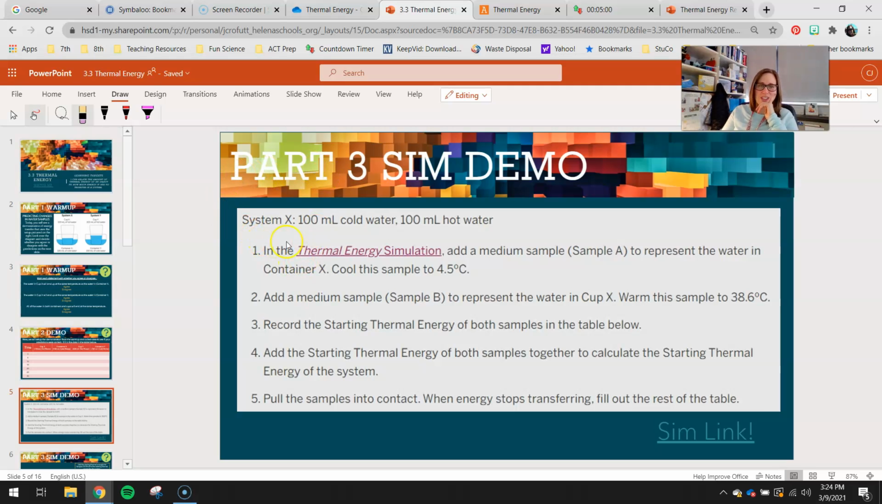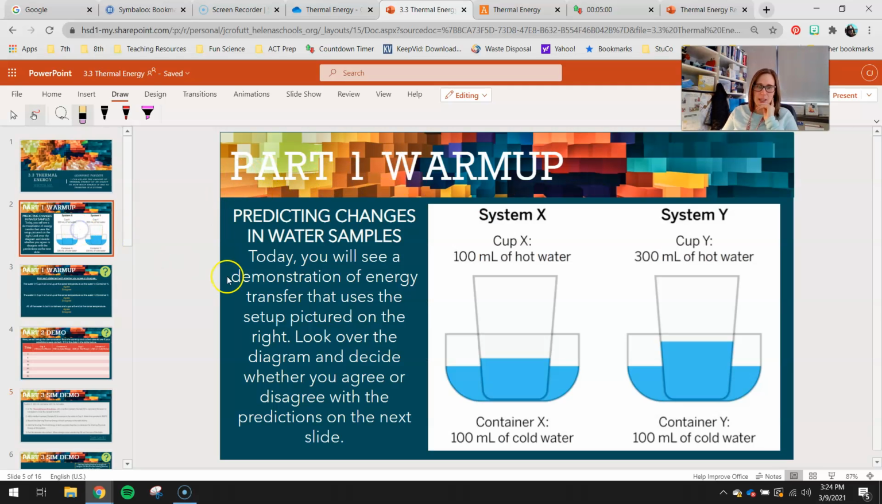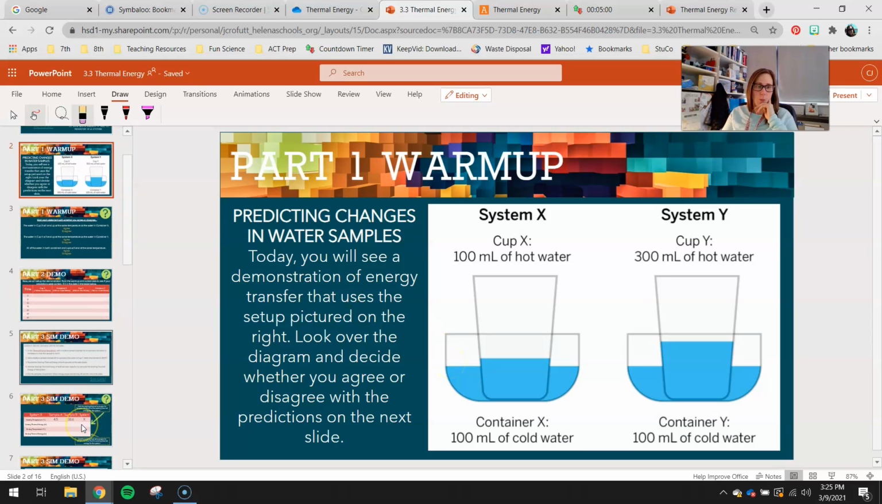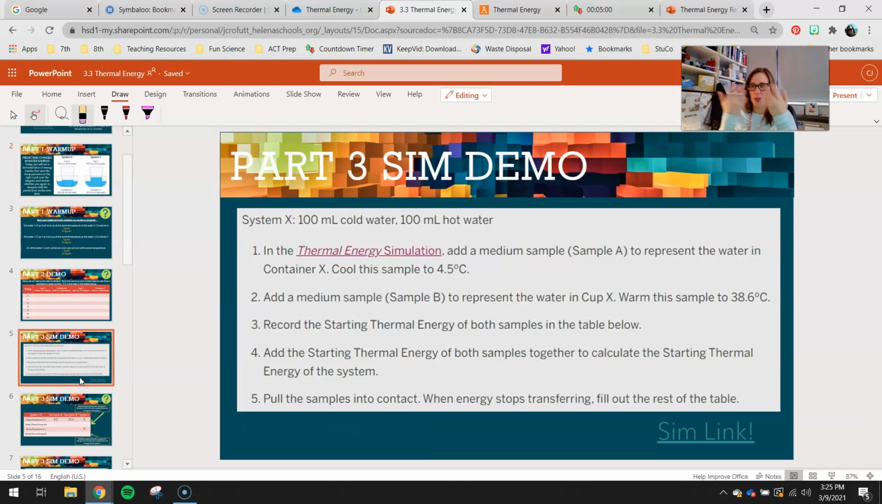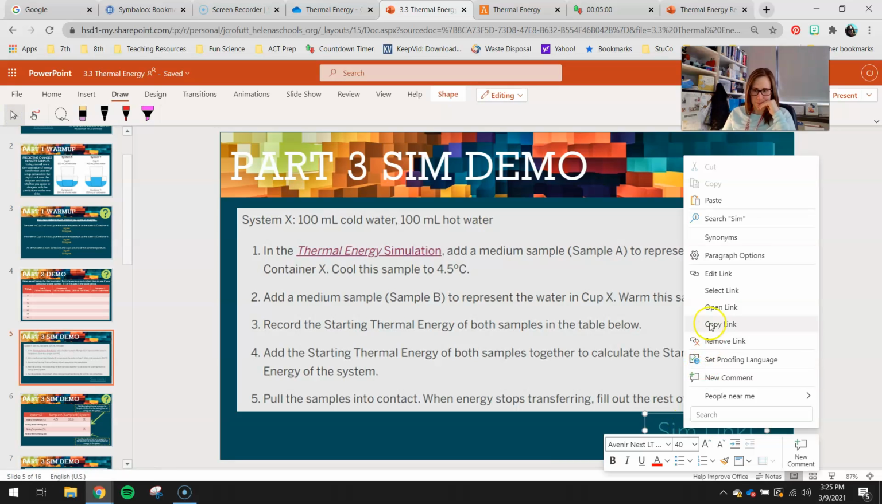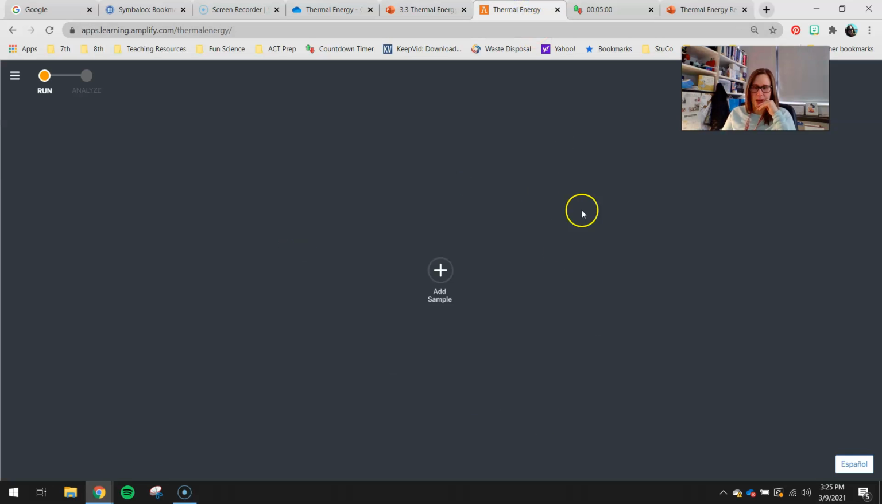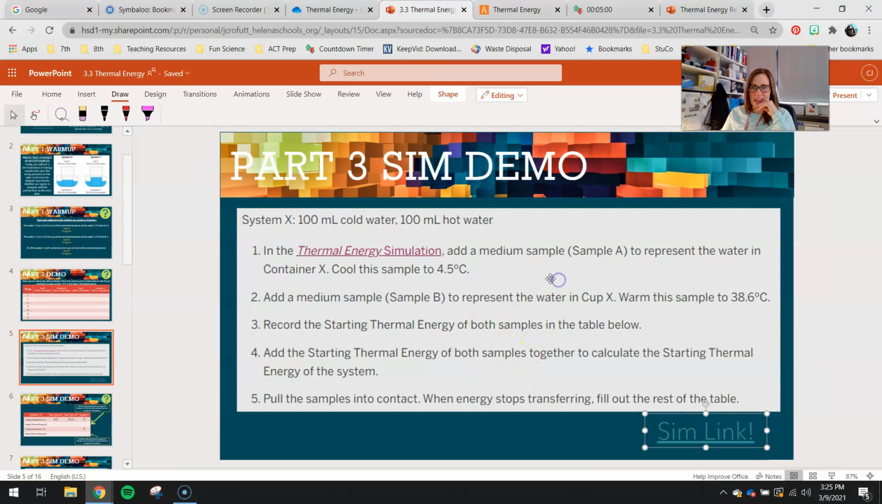In the first one, you're testing system X. System X was 100 milliliters of hot water in the cup and 100 milliliters of cold water in the container. Obviously, in the sim, you can't put one object inside the other, so instead you're just going to push the two objects apart. Let's see what this looks like. Here's your sim link right here. You can right-click, open your sim link, and here's your sim.